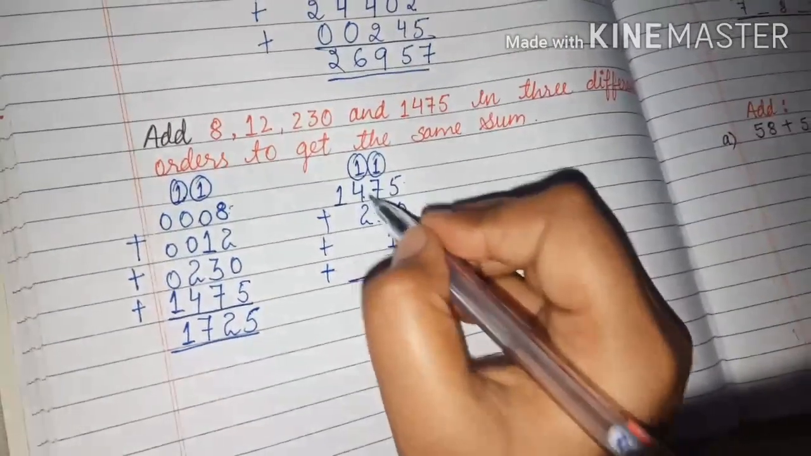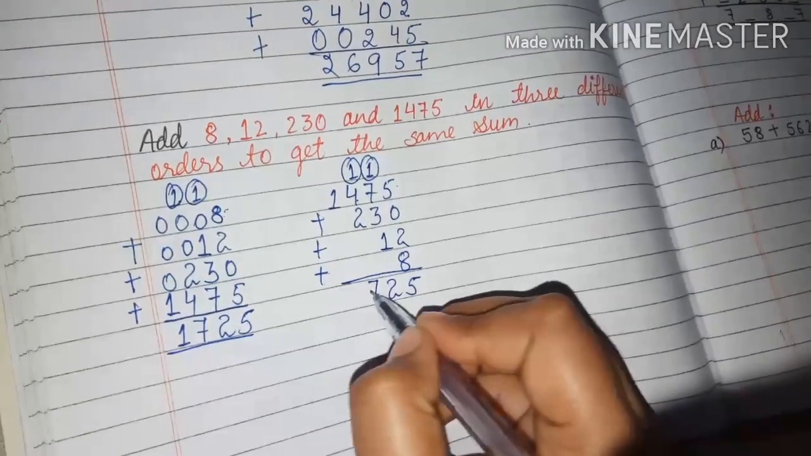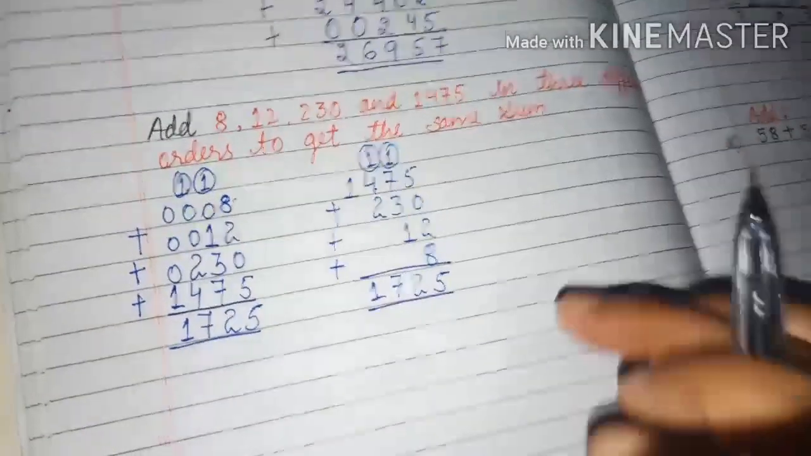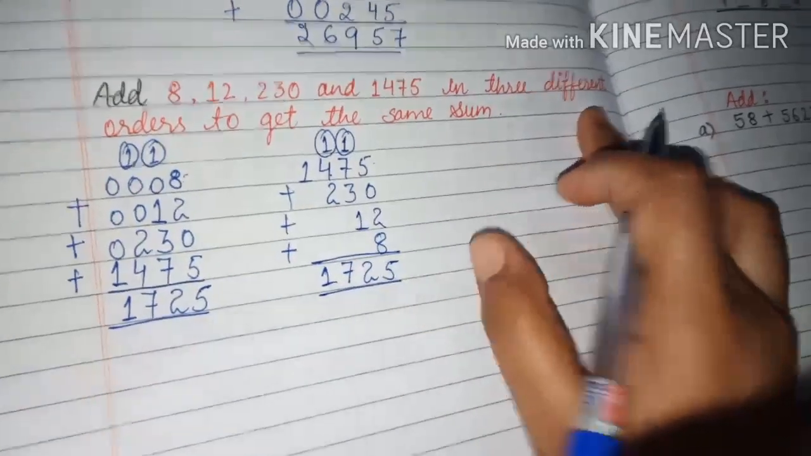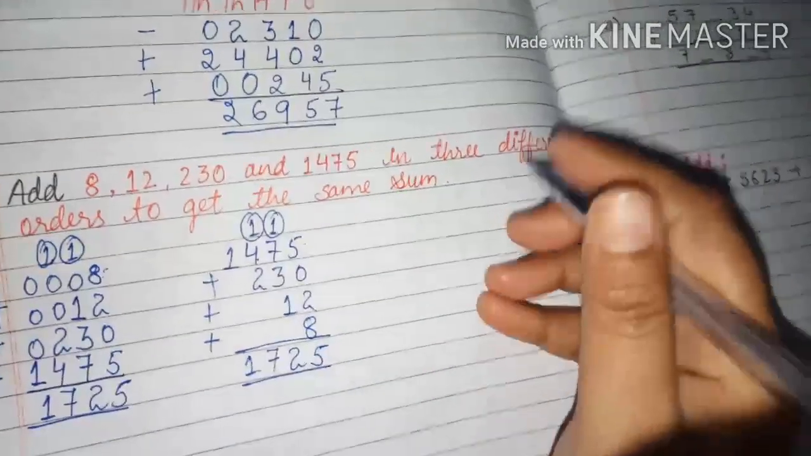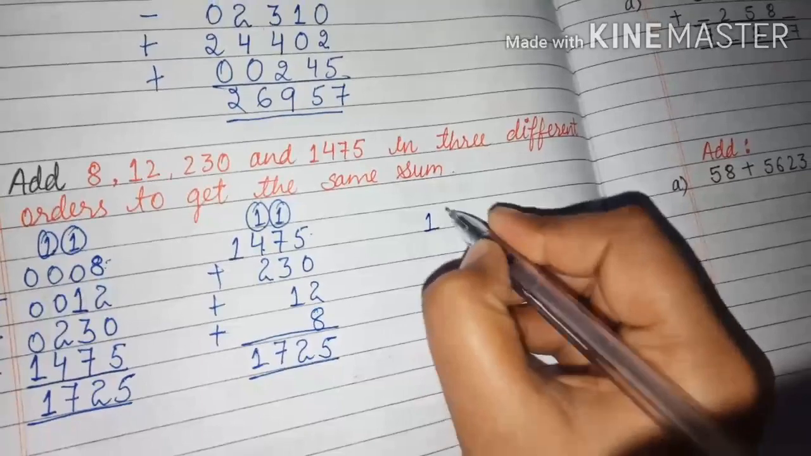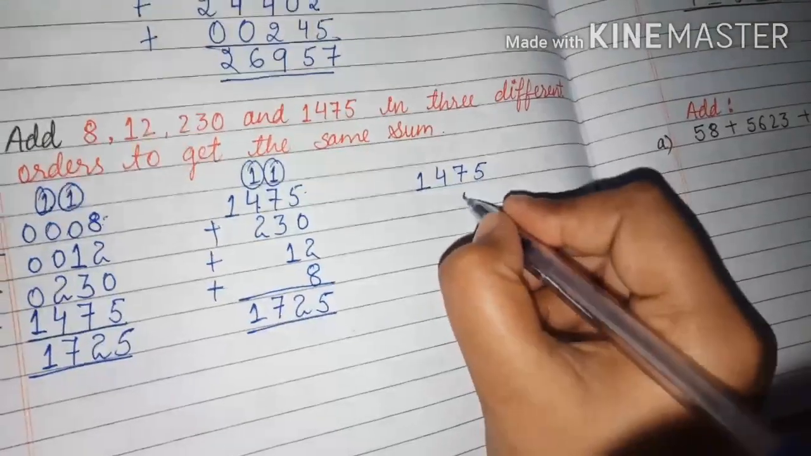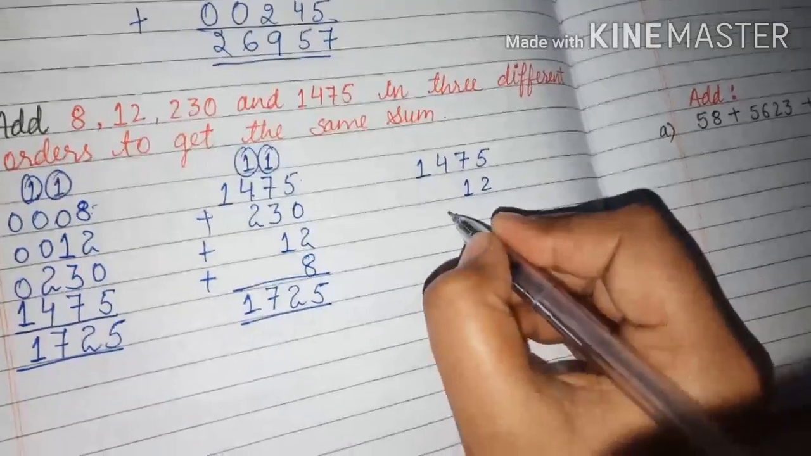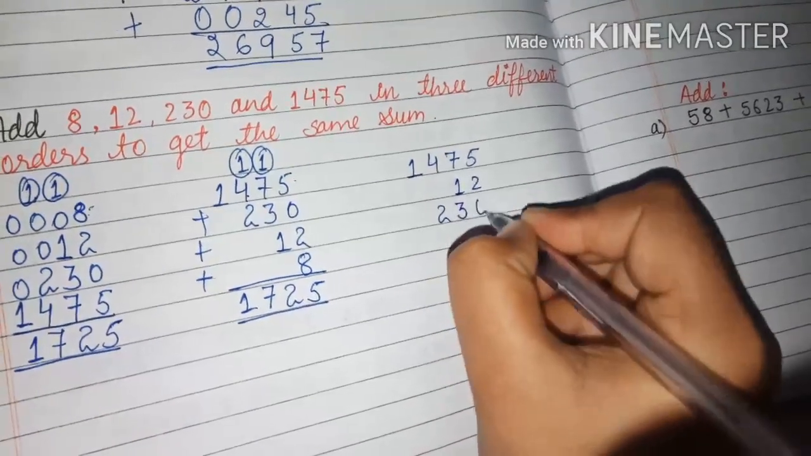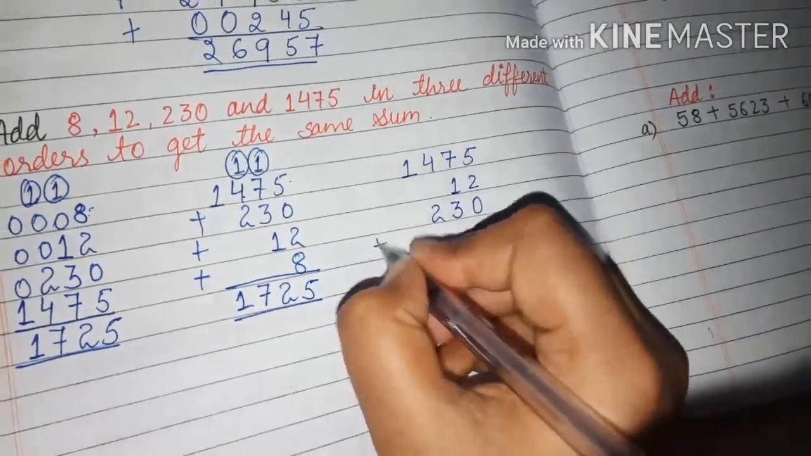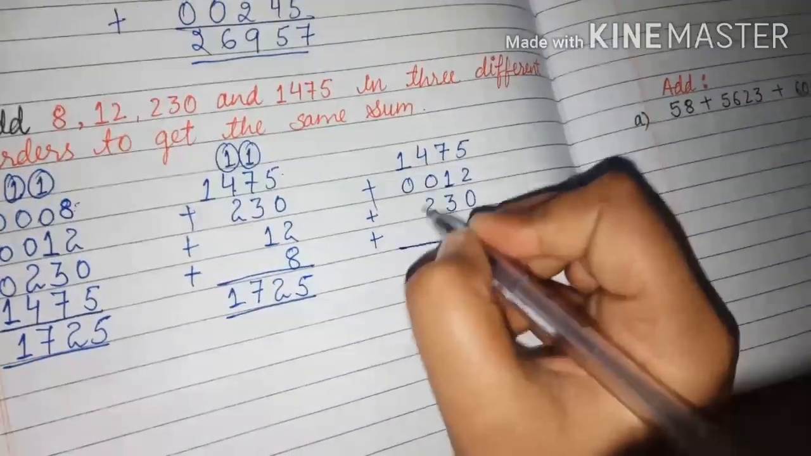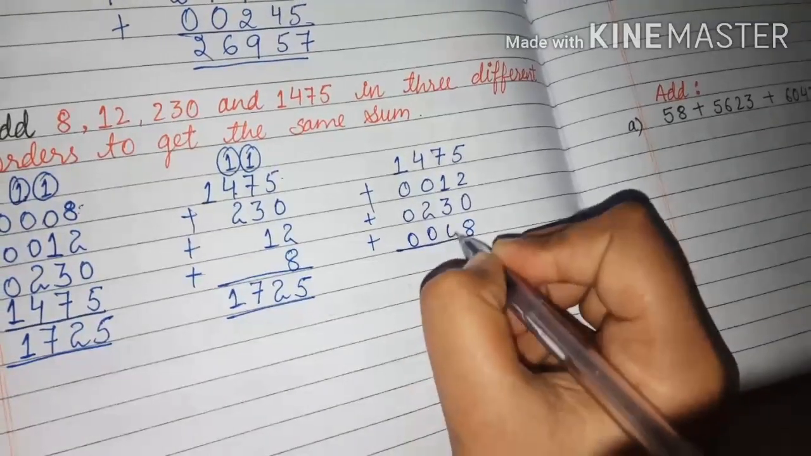1 + 4 is 5, 5, 6, 7 and 1, so we will get the same result. But because we have to use 3 different orders, again I will do the sum. First of all I am writing 1475, then I am writing 12 here, then I am writing 230, then I am writing 8. Okay, so all the vacant places I am filling with zeros.